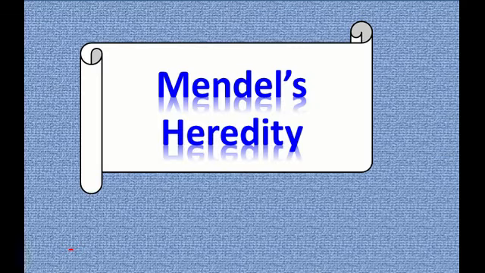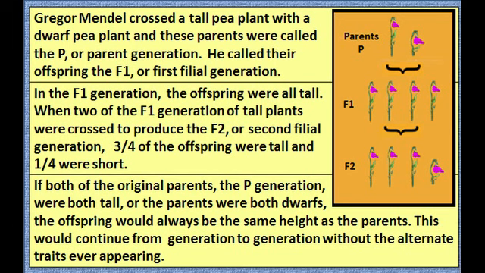Now let's take a look at Mendel's heredity. Gregor Mendel crossed a tall pea plant with a dwarf pea plant, and these parents were called the P or parent generation. He called the offspring the F1 or first filial generation. In the F1 generation, the offspring were all tall. When 2 of the F1 generation of tall plants were crossed to produce the F2 or second filial generation, 3/4 of the offspring were tall and 1/4 were short.